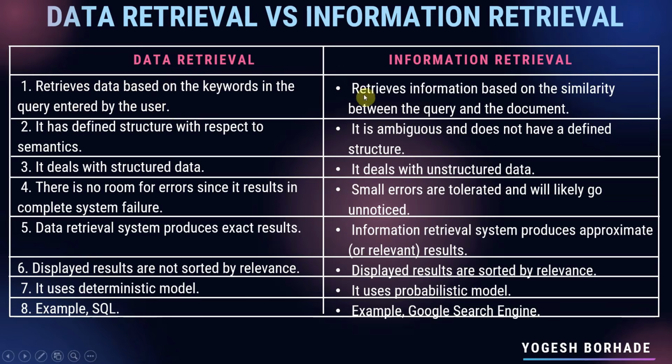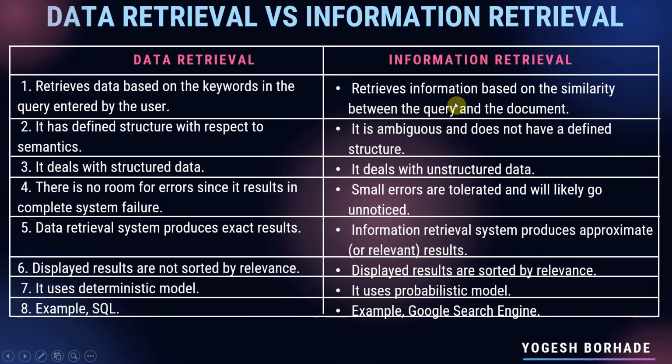And in information retrieval, it retrieves information based on the similarity between the query and the document. So before understanding this, we can understand the example. So the first example is SQL for data retrieval, and Google search engine is the example for information retrieval. So in SQL, we type a query, right? We give a query, and according to the query, we'll get the output. So this is nothing but it retrieves data based on the keywords in the query entered by the user.